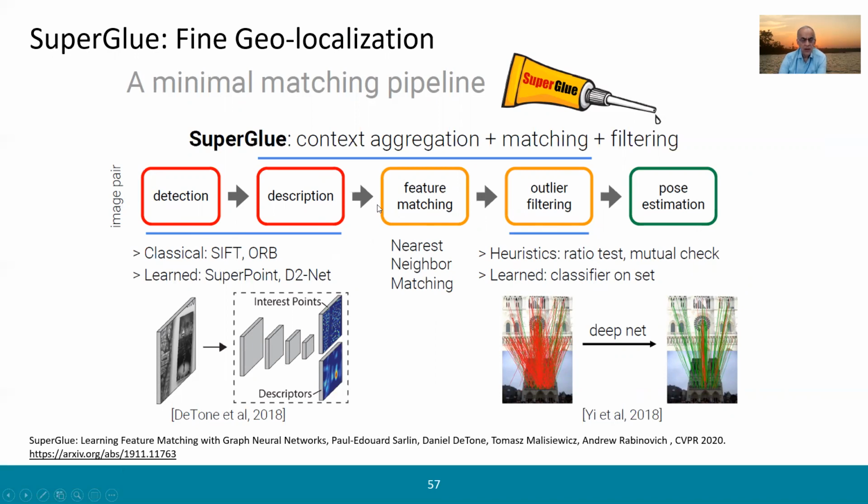So what they're doing in SuperGlue is replacing 3 of these boxes: description, feature matching, and outlier filtering. They're still doing the detection. And you'll see they've tried different methods. I think they find SuperPoint gives them the best results. And instead of doing nearest neighbor matching, they're doing this learned thing based on their classifier.